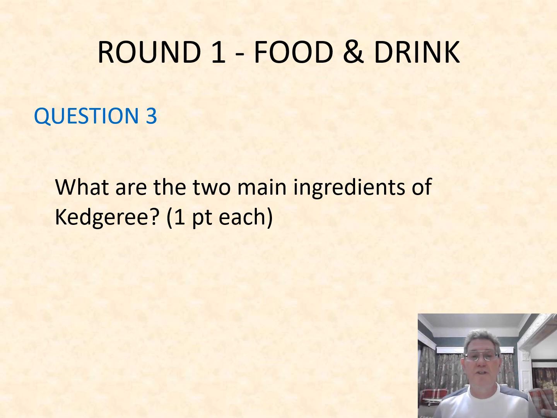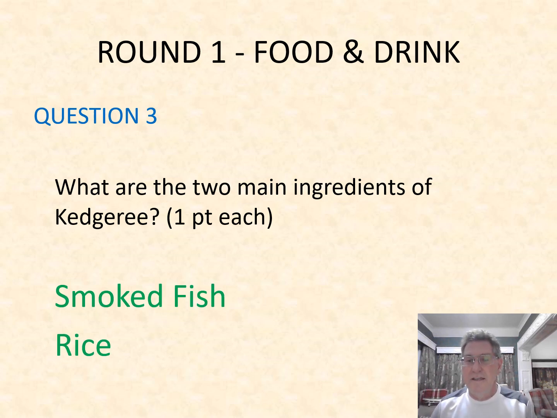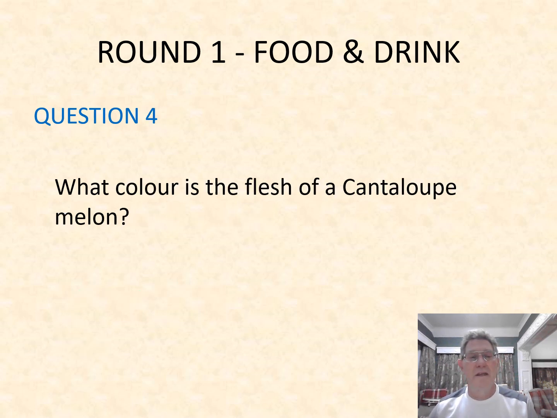Number 3. What are the 2 main ingredients of kedgeree? 1 point for each. They are smoked fish and rice. Smoked fish and rice. Number 4. What colour is the flesh of a cantaloupe melon? It is orange.